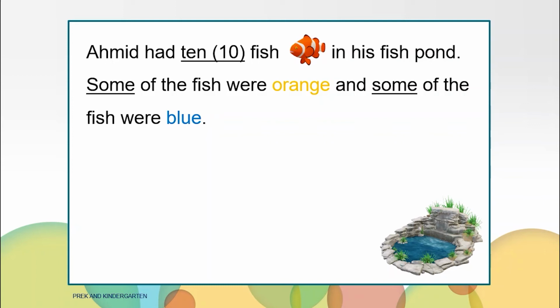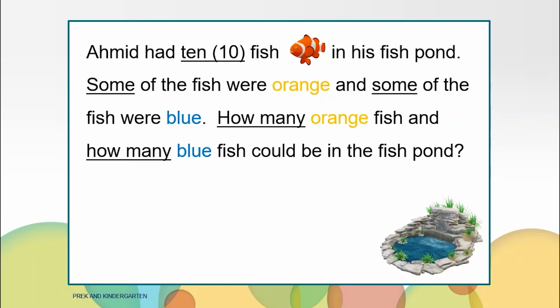Ahmed had 10 fish in his fish pond. Some of the fish were orange and some of the fish were blue. What new information did we find out? Ahmed had 10 fish. Continue to picture the story in your mind.